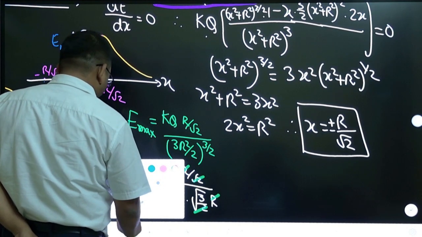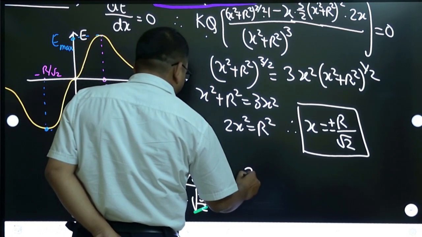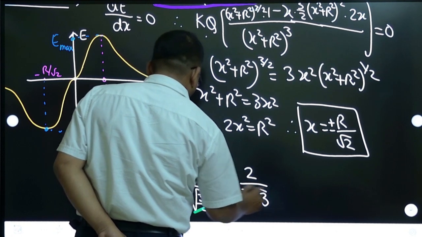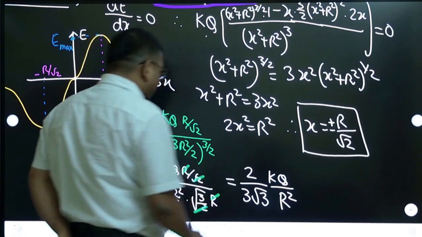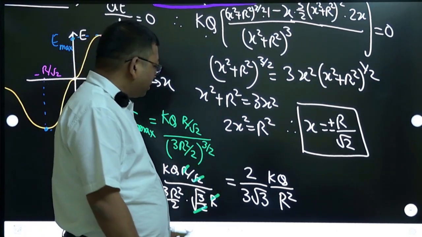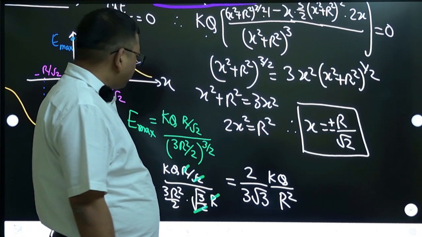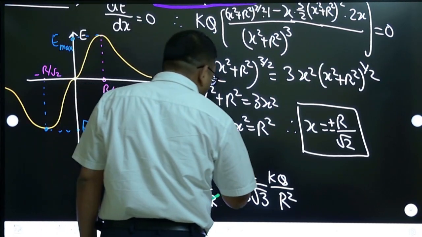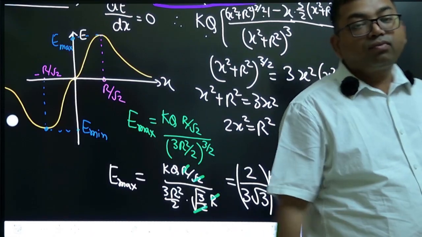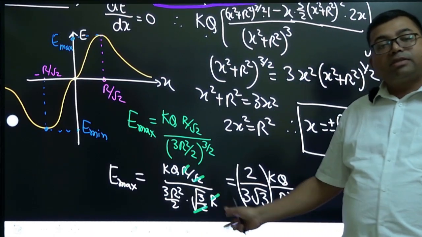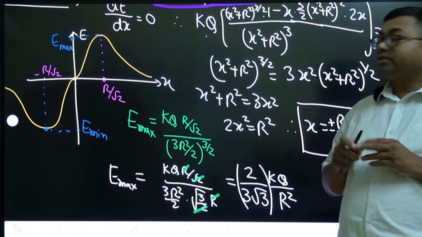Yes, what will be this value then? This value will come, 2 will come and 3 root 3 will come in the denominator. The other thing is kQ by r square will come. So you need to remember this important result for NEET as well as JEE. 3 root 3 in the denominator and 2 in the numerator. So 2 by 3 root 3, this factor you remember. 2 by 3 root 3 kQ by r square. That is the maximum field, right? For the minimum, put a minus sign, that's all. So this is the maximum or minimum field that can exist along the axis.